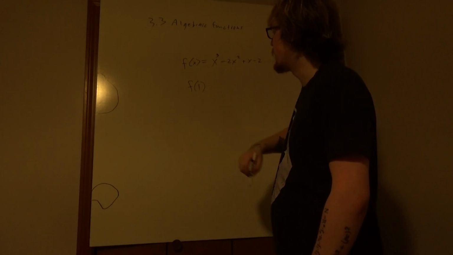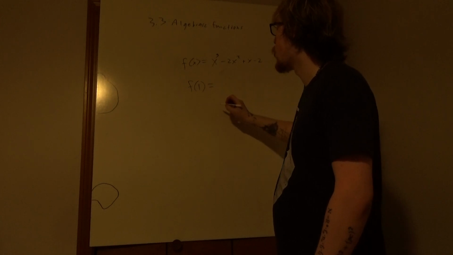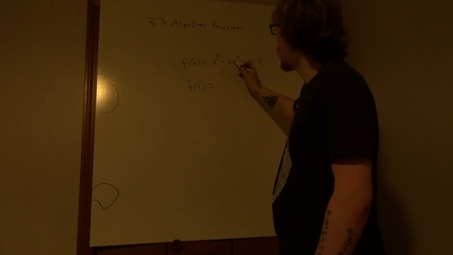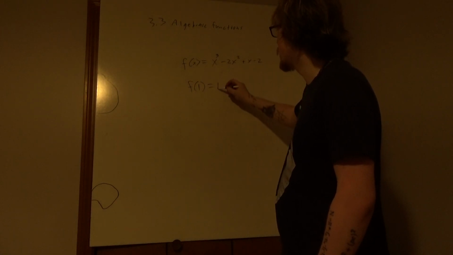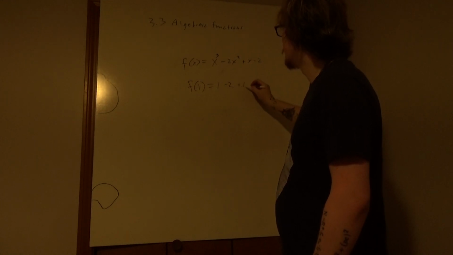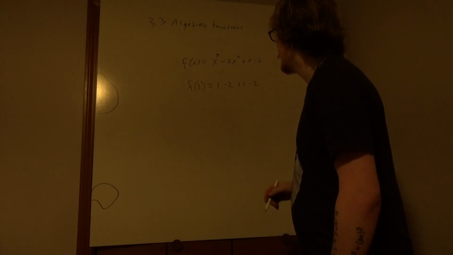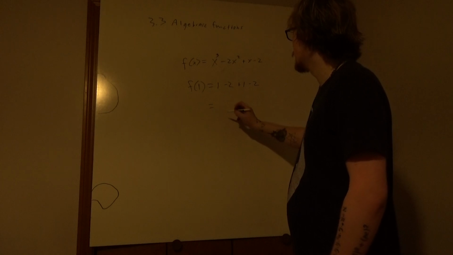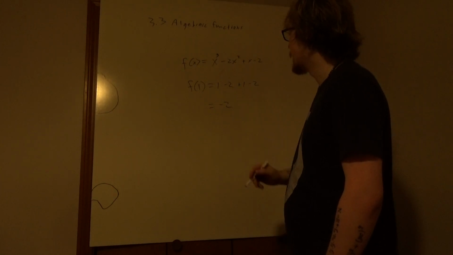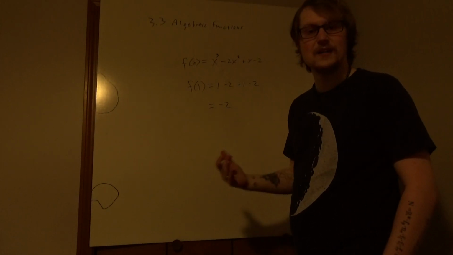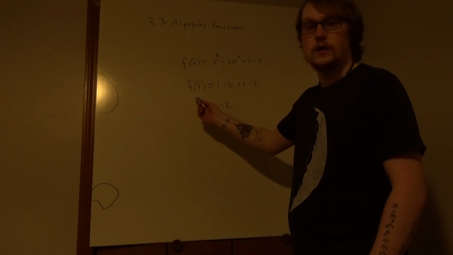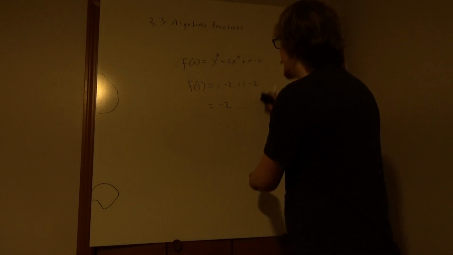So let's try some obvious numbers, like what happens if we plug in a 1? Well, if we plug in a 1, then all of the x's turn into 1s, and we get 1 minus 2 plus 1 minus 2. This is going to be, what is that? Negative 2. So since that's not a 0, we know 1 is not one of the roots of this polynomial.